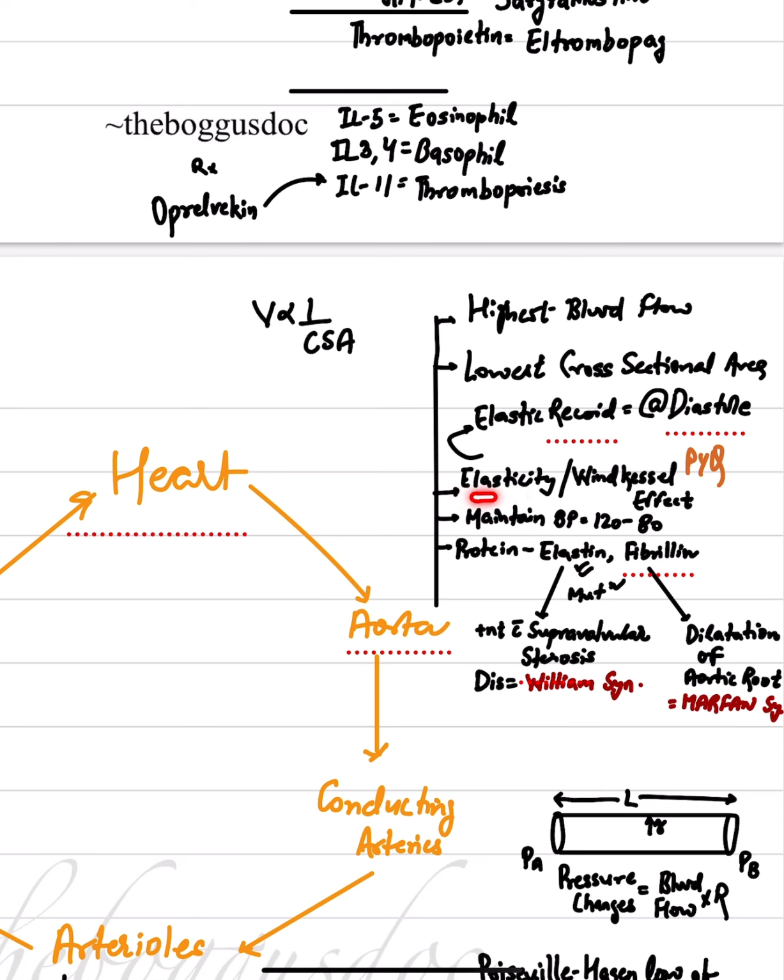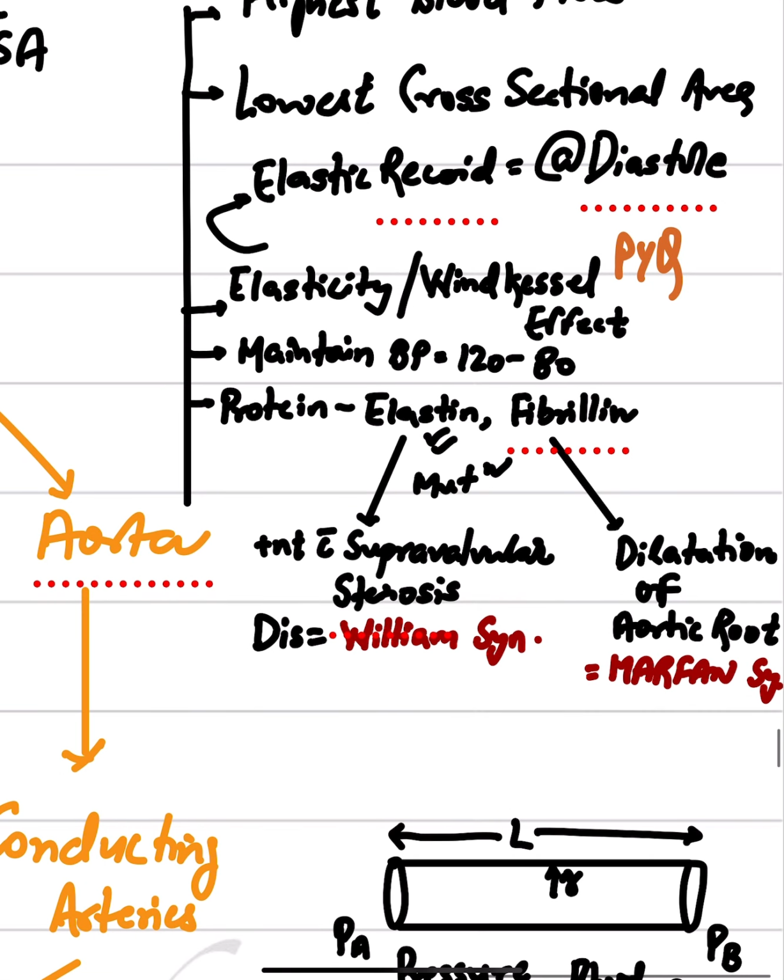Because it has elastic recoil, it has the elasticity property. These vessels are also known as Windkessel arteries, where we are showing this effect. The elasticity effect is also known as the Windkessel effect. The blood pressure remains around 120 to 80. The proteins responsible here are elastin and fibrillin.